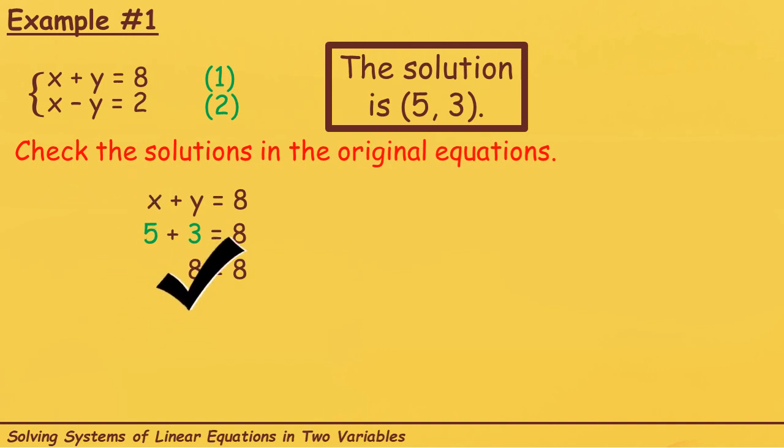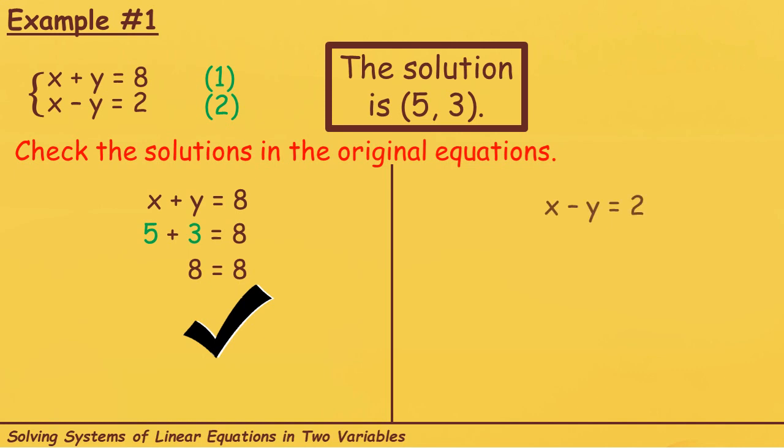That is correct. How about in the second equation? Our second equation is x minus y is equal to 2. We will substitute again. X is 5, y is 3. 5 minus 3 is equal to 2. 2 is equal to 2. And that is correct. Meaning to say, the solution is 5, 3.